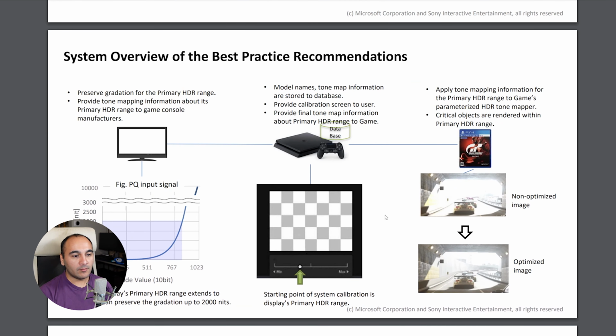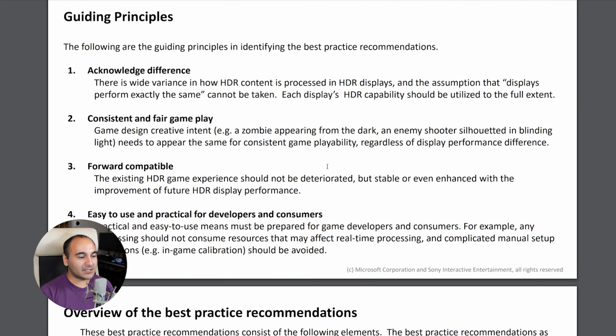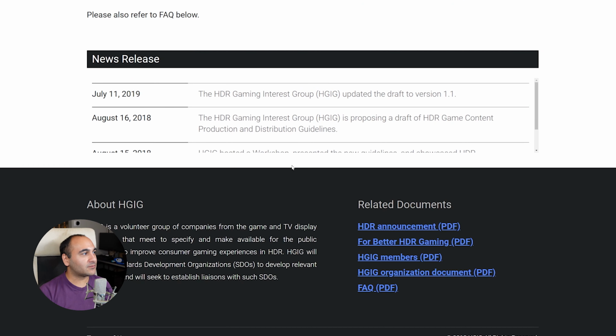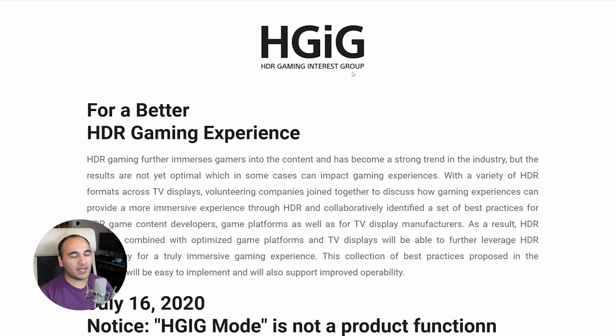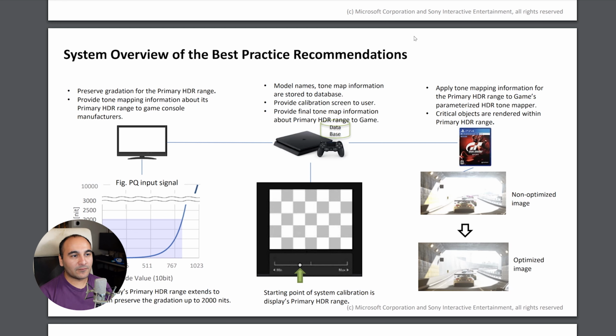I know all consoles have this, but not every game uses the HGiG settings in the console. It's not really HGiG settings, because HGiG is really just the HDR Gaming Interest Group. It's a group. It is not a standard. They just have this document from Microsoft and Sony for how you should set up HDR in your games and how displays should not have tone mapping built in, so that the game can handle it for you, or the console can handle it, or Windows can handle it. And this is one of the best standards I've seen.